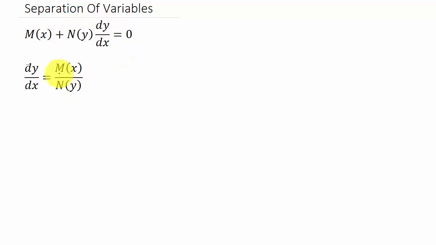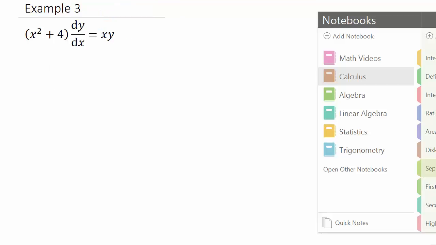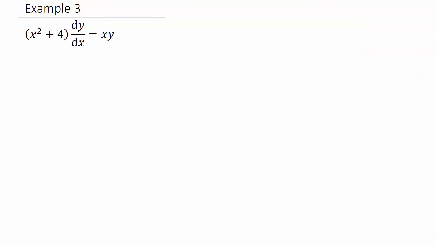we want to be able to write our differential equation in one of these two forms. Basically, we want to be able to get the x terms with the dx and the y terms with the dy. Okay, you can see we can move the dx up here, and that would be M(x) dx, and the N(y) up here, that would be N(y) dy. Okay, alright, so let's go ahead and take a look at this third example.